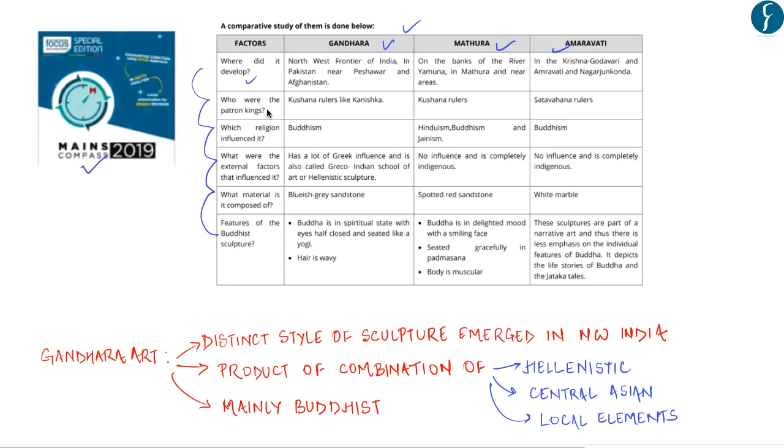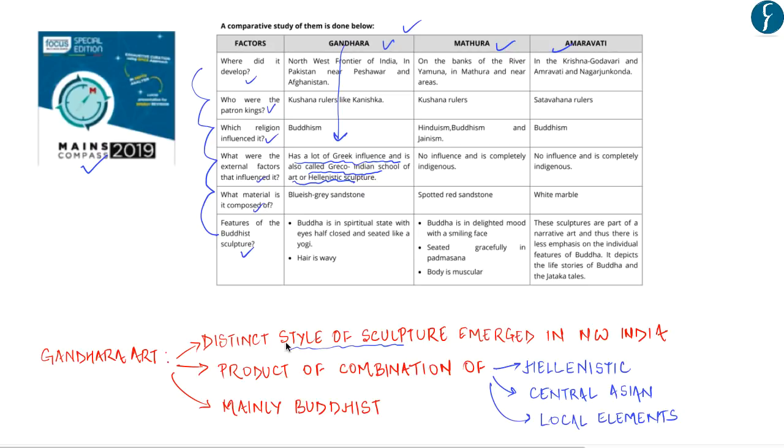Where did it develop? Who were the patron kings? Which religion influenced it? What were the external factors that influenced it? What material is it composed of? Features of the Buddhist culture. So it can be said that we were able to predict this question, and in the Gandhar art section you will see that it has a lot of Greek influence and is also called the Greco-Indian school of art or Hellenistic sculpture. Now we shall start by first understanding what Gandhar art is.